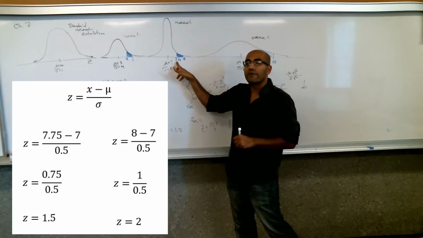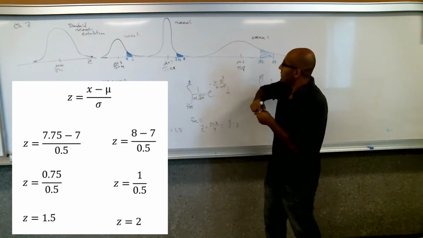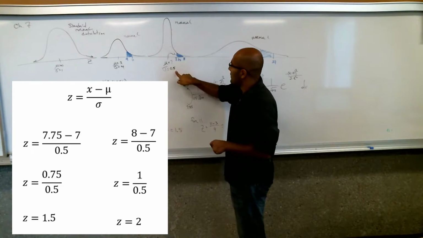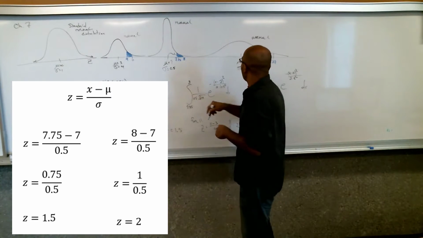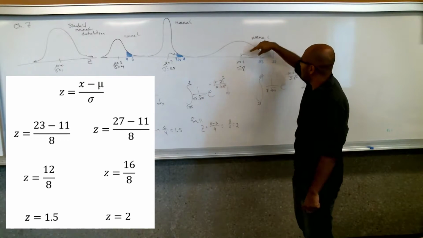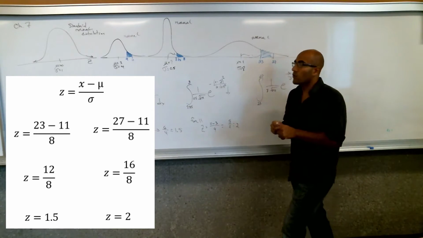This will be 1.5 standard deviations away from the mean. This will be 2 standard deviations away from the mean. Right? Look at the space here. From 7 to 8 is a 1, divided by 0.5 is 2. And from 11 to 27, this space is 16 divided by 8. We get a 2. So the z-score is going to be 2.